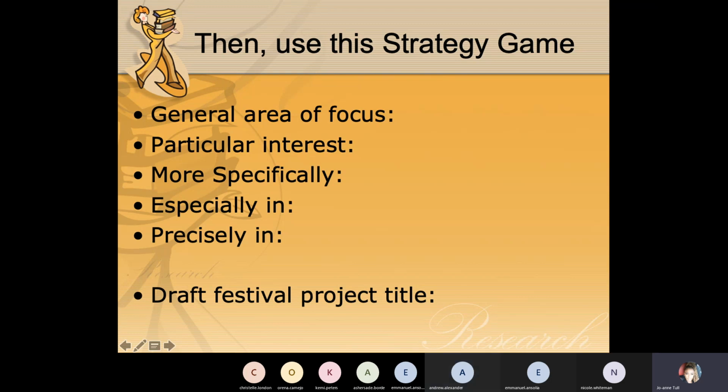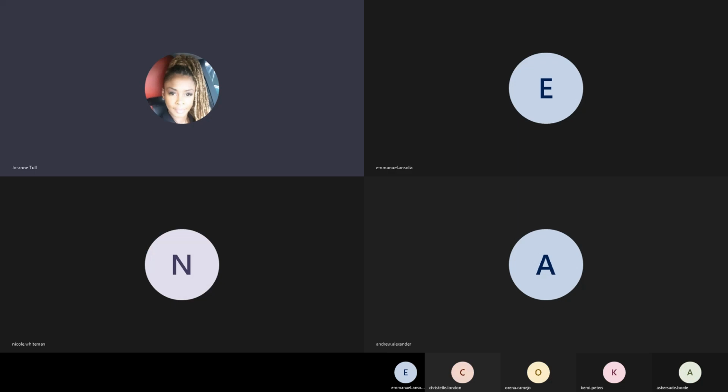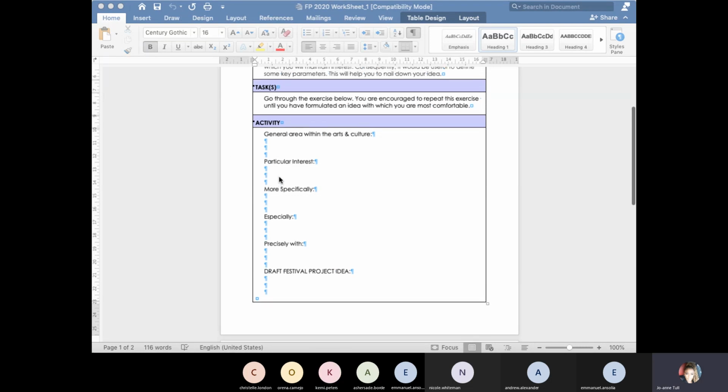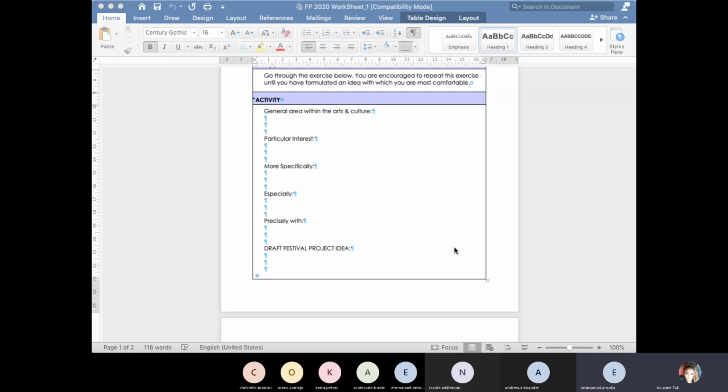Can we pull up the actual worksheet? Are you able to pull it from where I placed it on the platform? Would you like me to share it here? Would that help? Or is everybody seeing it? Because if you want, I'll share it. I have it here. Everybody seeing it? I believe I've just placed it here on the screen. So precisely with is like your target group, your target community.